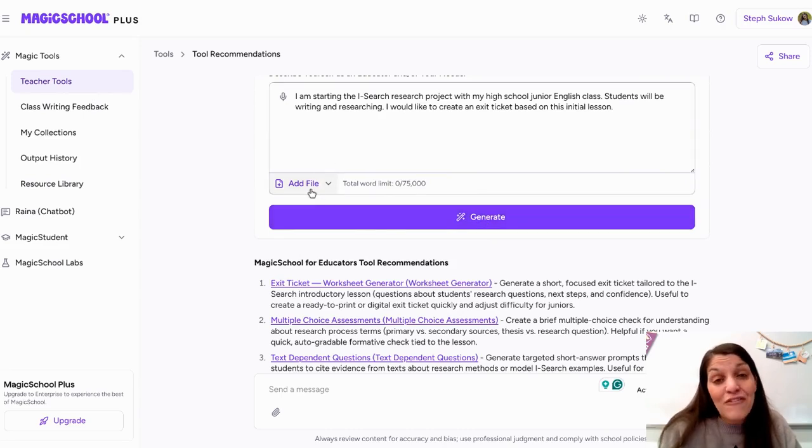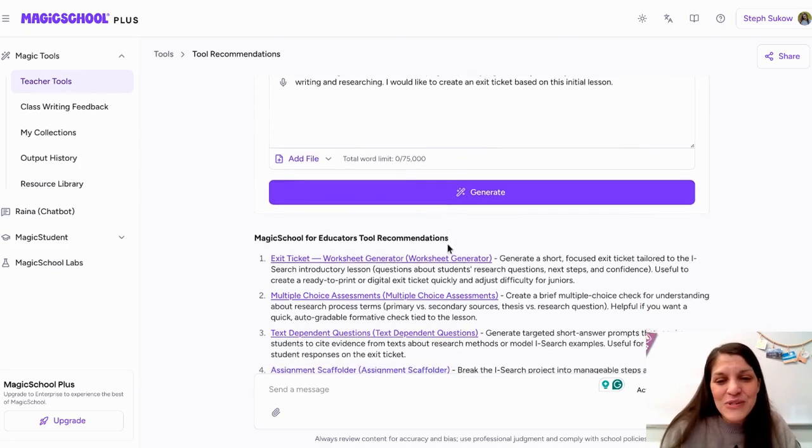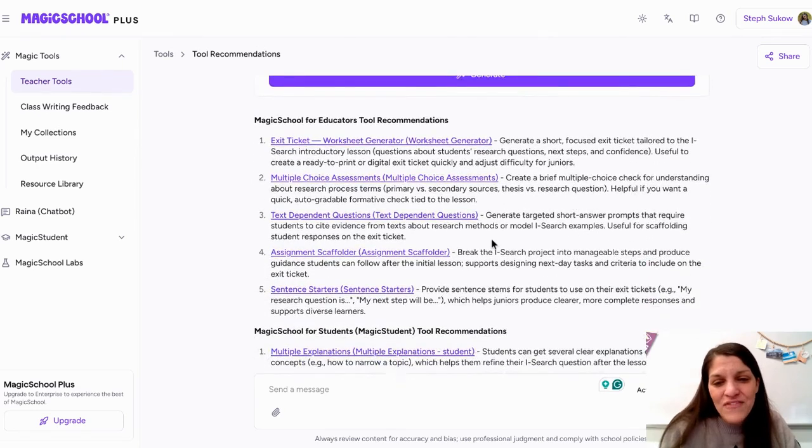I love that I can add files and resources, which makes my output even more specific and tailored to what I'm already doing in the classroom. And so for me here, it's giving me a couple of different ideas.